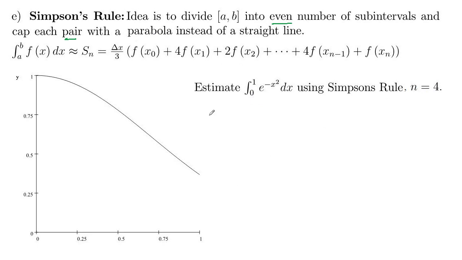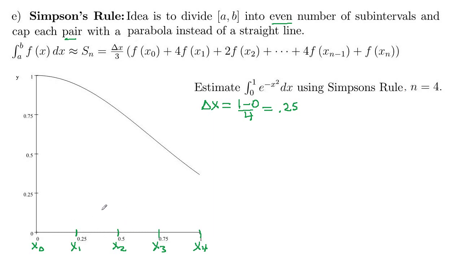So 0 to 1 here, our delta x is going to be b minus a over n, so 1 minus 0 over 4, which is 0.25, 1/4. And so our x0 is at 0, and then 1/4, 0.25, that's our x1. X2 is at 0.5. Our x3 is at 0.75. And our x4 is at 1. So what you do is you've got an even number, and then you take each pair.